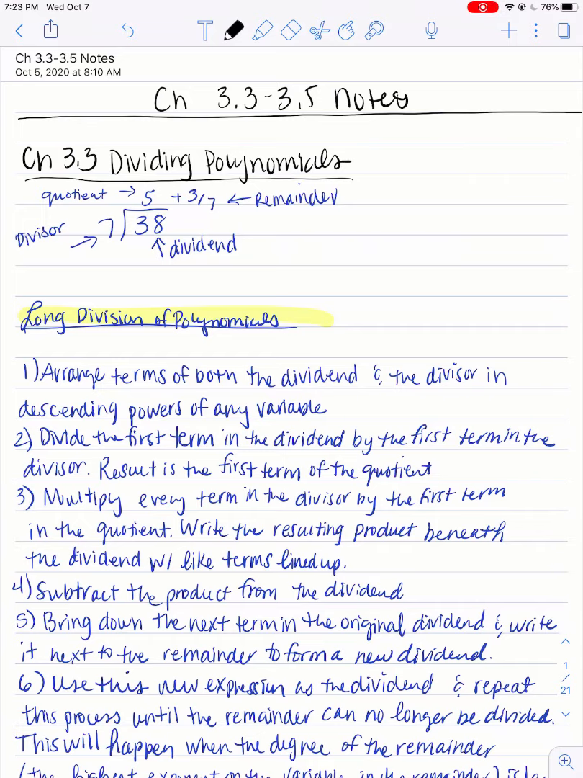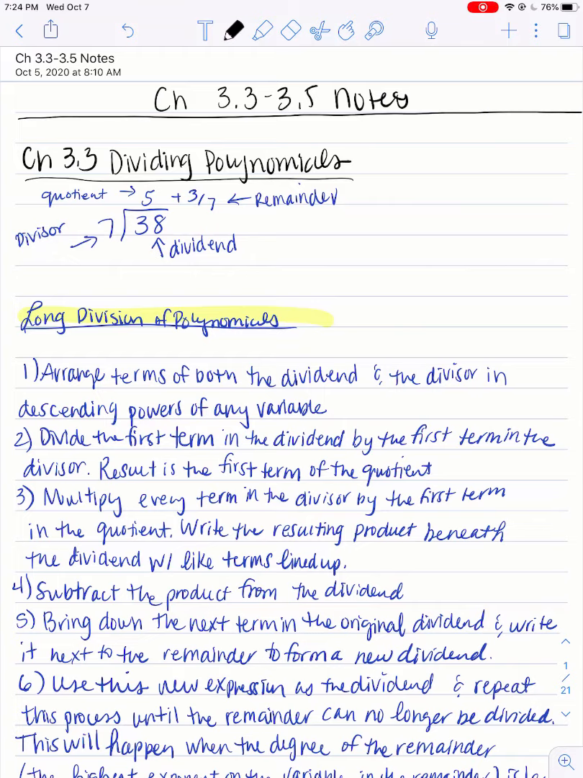Okay, so in this set of notes, we're going to be going over chapter 3.3 to 3.5. This video will be about chapter 3.3, and we'll be learning how to divide polynomials. Dividing polynomials is pretty similar to the long division approach that we learned in elementary school.